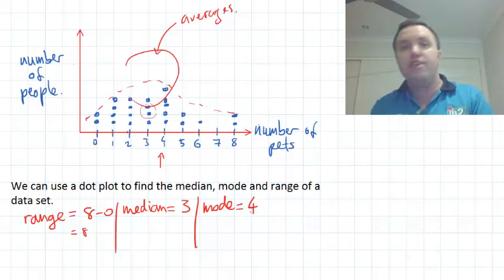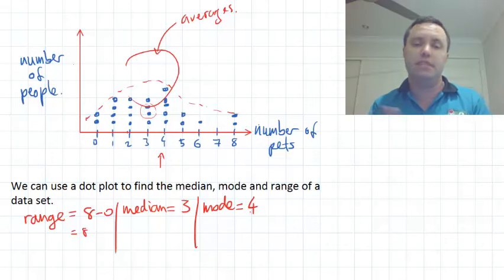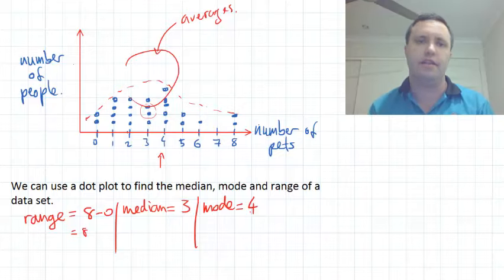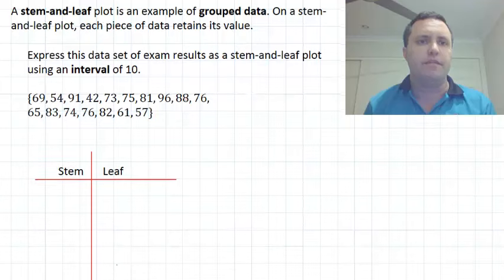So if there's already been a graph created, it is very easy for us to find some of our measures of center. Mean is a little bit more difficult to calculate from these, or not really done that way anyway. So let's have a look at our next one, which is a stem and leaf plot.